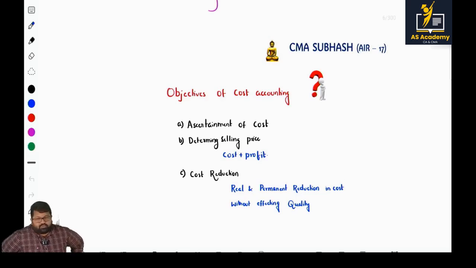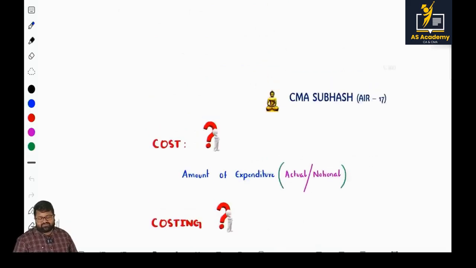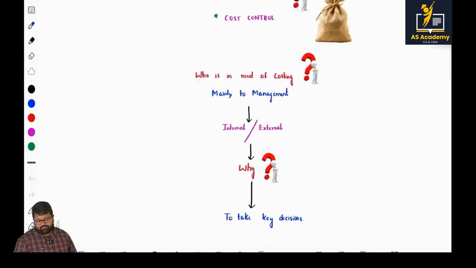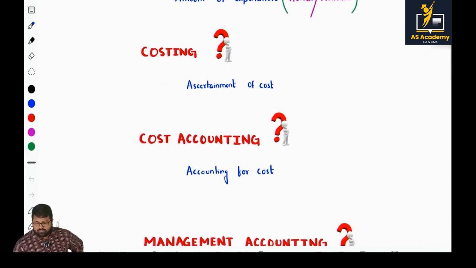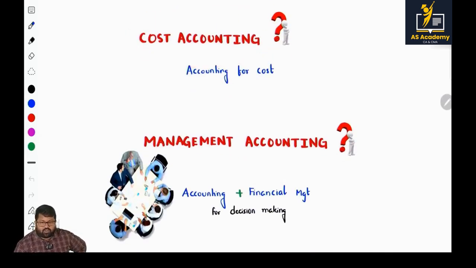Shall we? So in the last class we have gone through the basic fundamentals. What is the basic first fundamental? Definition of cost. What is the definition of cost? Amount of expenditure, basically what is incurred. And what about the second one? Costing. Ascertainment of cost. What about cost accounting? Whatever costs we are incurring, we are accounting in the form of records. Then it is nothing but cost accounting.